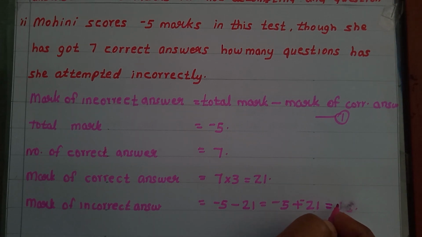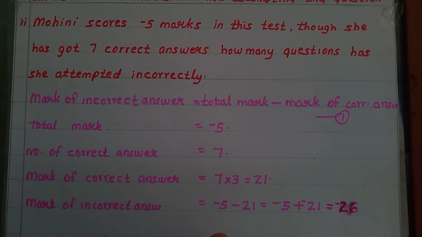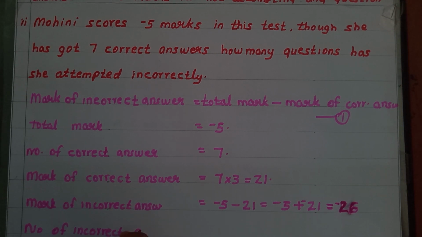So minus 26. That is, mark for incorrect answer is minus 26. So number of incorrect answers is minus 26 divided by minus 2, where minus 2 is the mark for each and every incorrect answer. That equals 13.